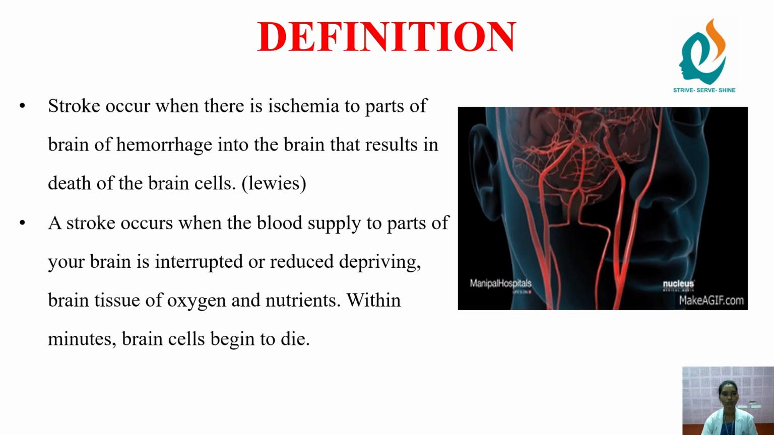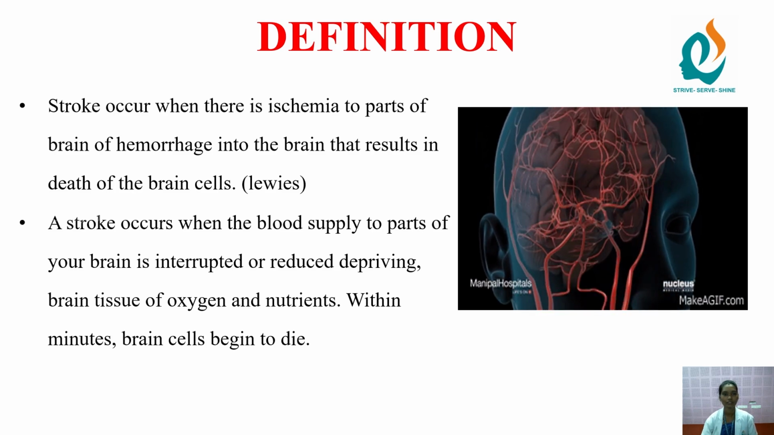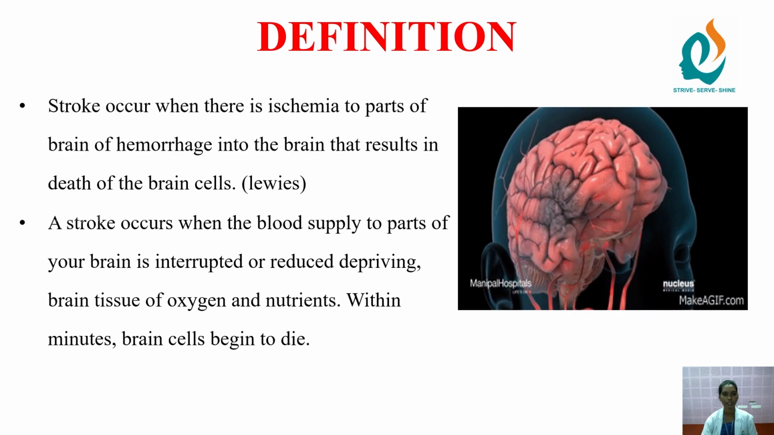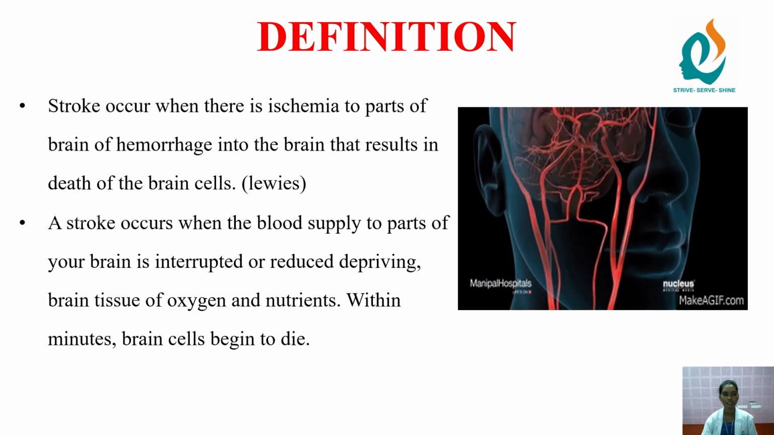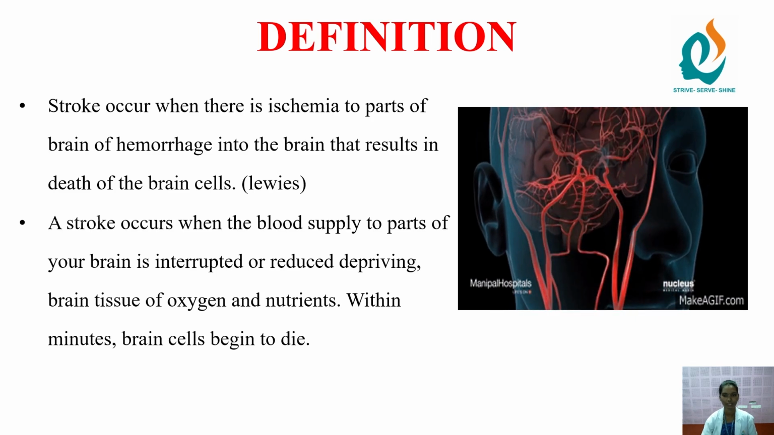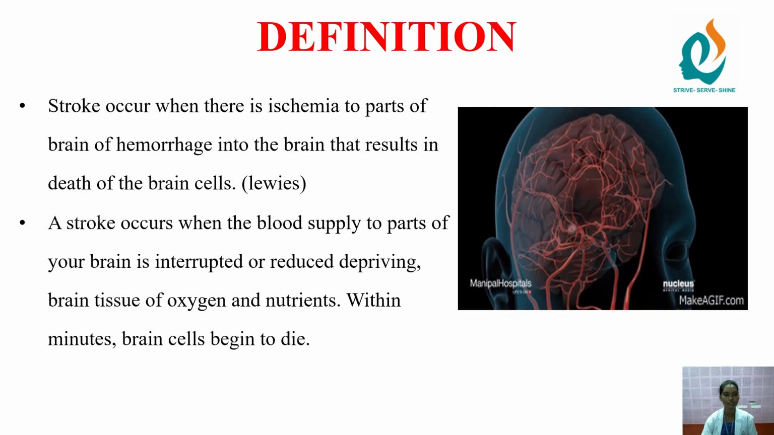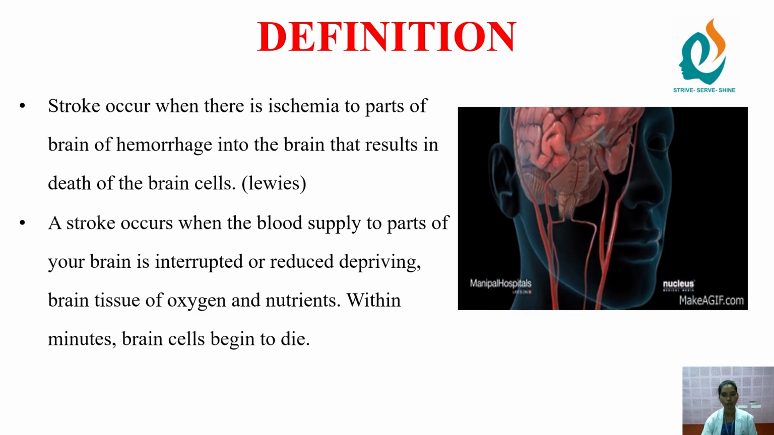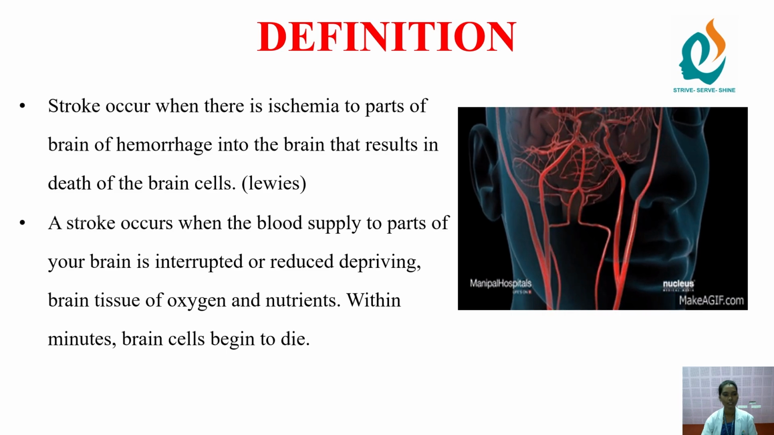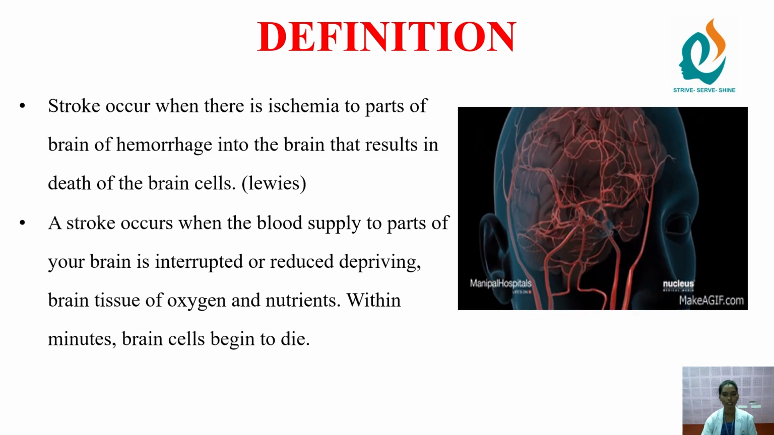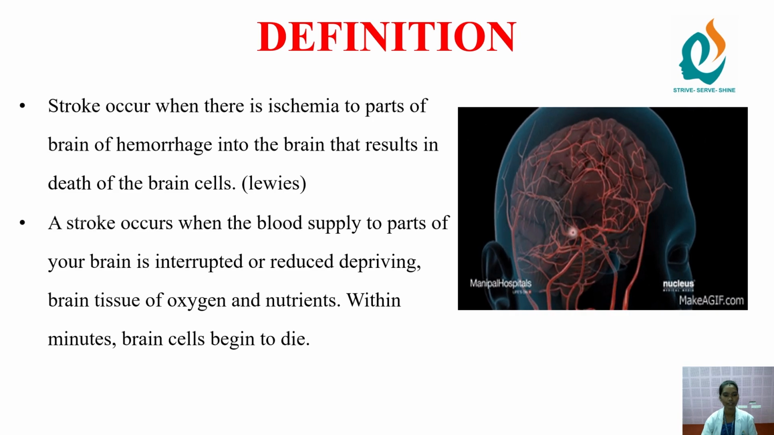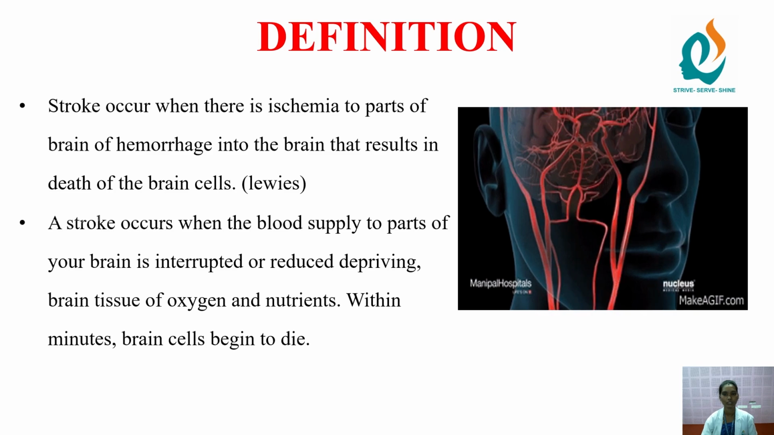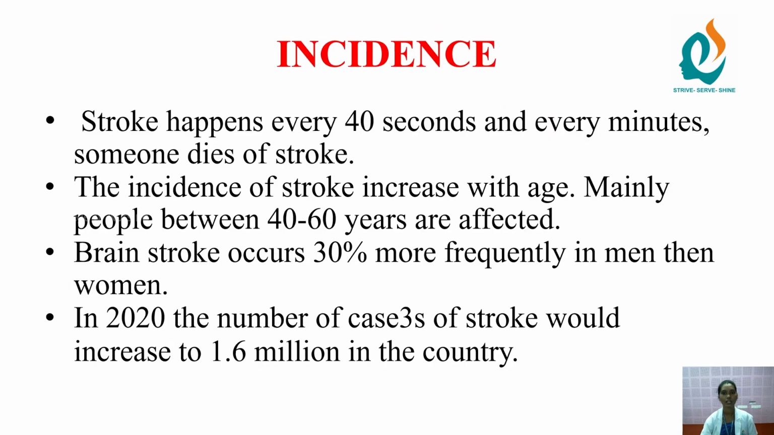Definition of stroke. A stroke occurs when there is ischemia to part of the brain or hemorrhage into the brain that results in death of brain cells. This definition is given by Lewis. And one more definition: a stroke occurs when the blood supply to part of your brain is interrupted or reduced, depriving brain tissues of oxygen and nutrition. Within a minute, brain cells begin to die. This is the definition. And next is the incidence.